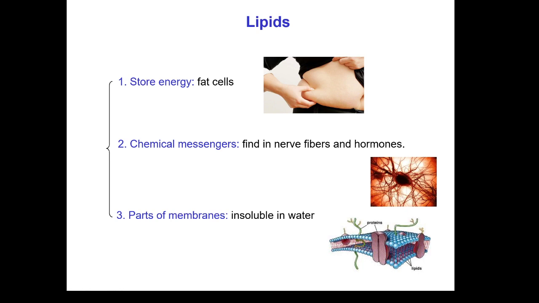So three things that lipids are for. They store energy, our fat cells. Chemical messengers, they're found in our nerve fibers and hormones. And they're parts of the membrane. So limiting your amounts of fats is okay, but completely cutting out fats is not okay, because we need some fats in our diet in order to make the membrane and to store some energy and things like that. Just as it is unhealthy to be overweight and have too many fat cells, it's also unhealthy to be underweight and not have enough fat storage and not be taking in enough.